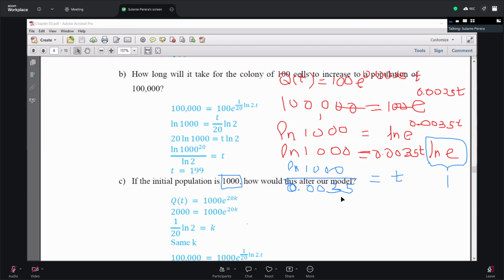Sorry, I think I was muted. Okay, so in the next part, they are asking you to find if the initial population is 1000, how would this alter our model? So what is the alteration?